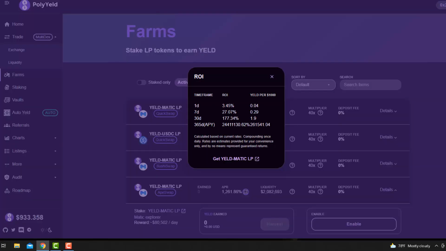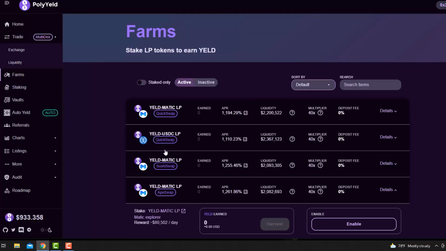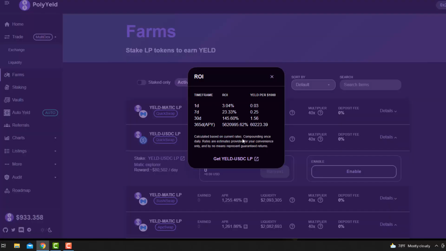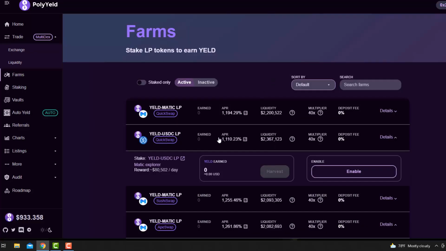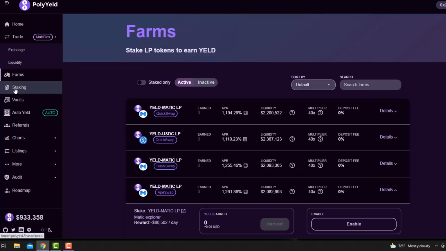The high daily yield is to compensate for this price fluctuation. But really, if you can get a good 10 days of solid farming out of this, where the price might go up and down but doesn't dump, that's when you can make like 40 or 50% of your money. But it is high risk. So that's the farms.